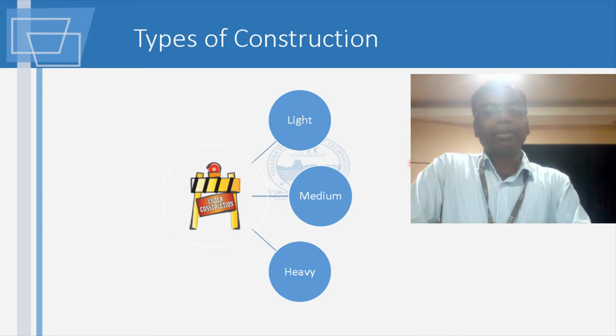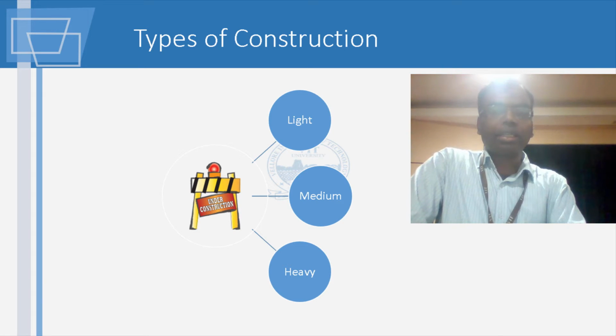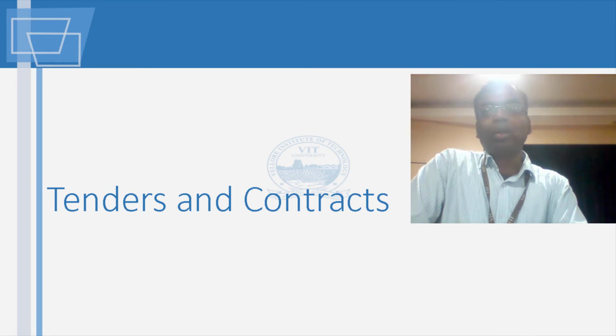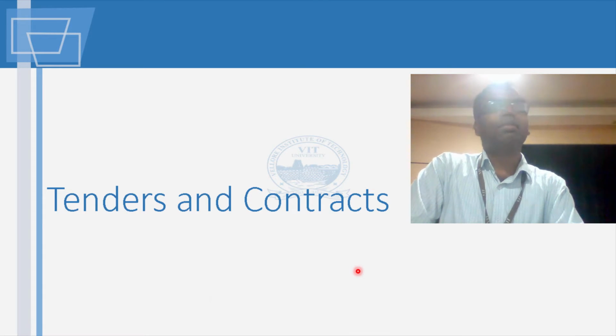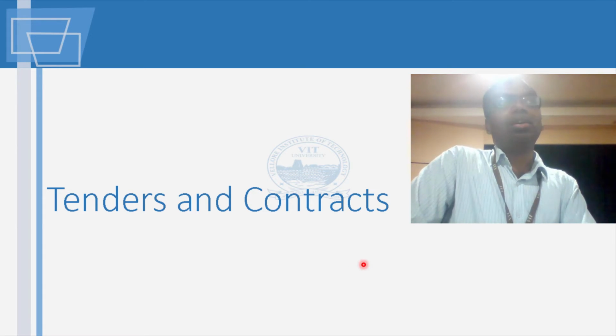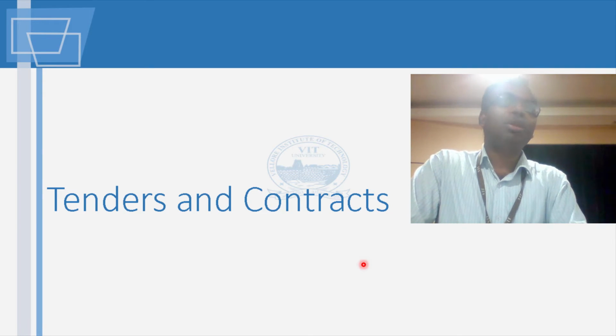So basically, these are the types of construction that we have: light construction, medium construction, and heavy construction. We have 2 words here: tenders and contract. What is a tender? What's a contract? A tender is an expression of interest by one party to get a job done. You can have a tender for almost any activity which you do.